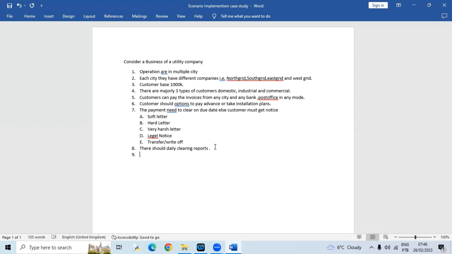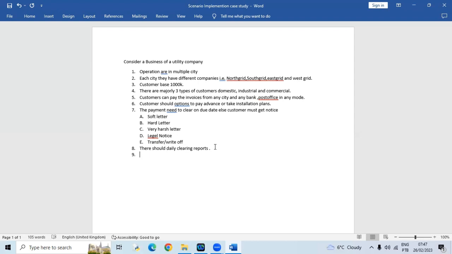And majorly 3 types of customer: domestic, industrial, commercial. This is very high level. From domestic, industrial, and commercial, the rules would differ. For a domestic customer, the clearing rule and other stuff would be different from industrial and commercial. The taxation, the surcharges, and the default amounts will be different for each of them. So you need to understand that. That means you have different tax codes and different clearing groups.